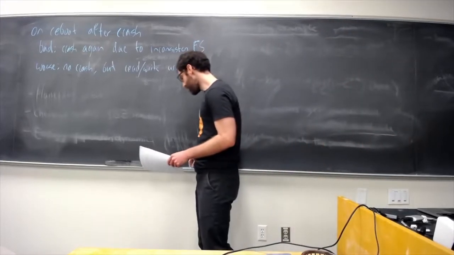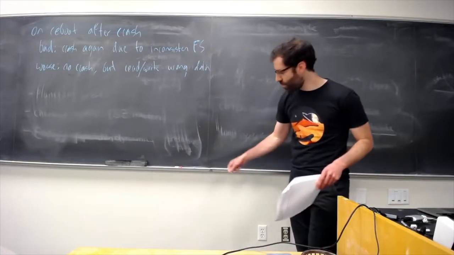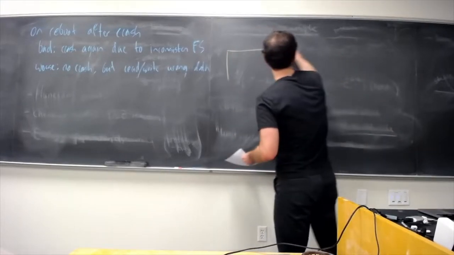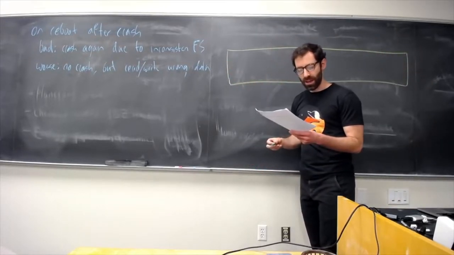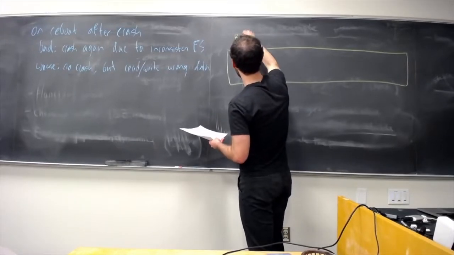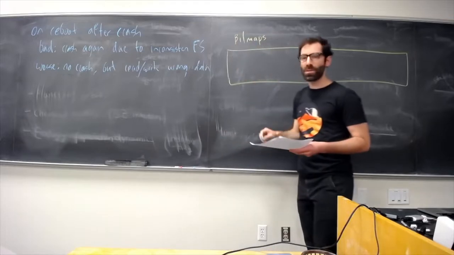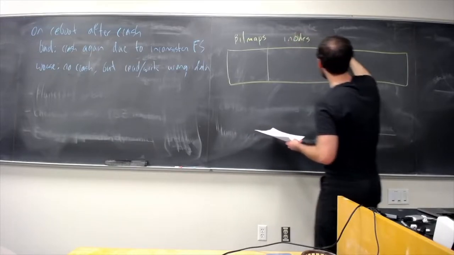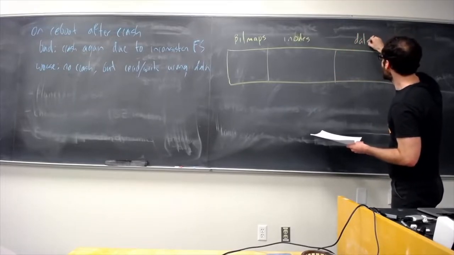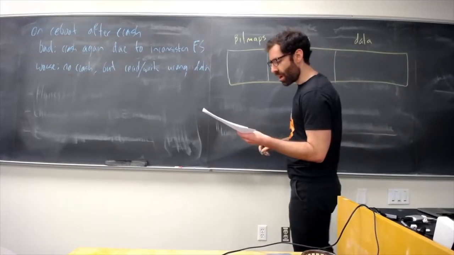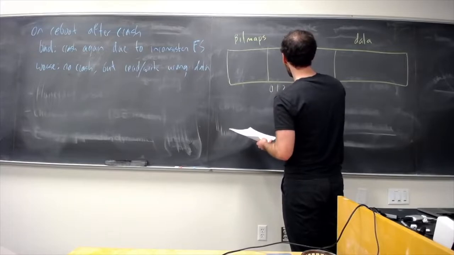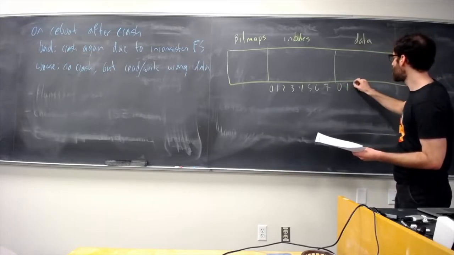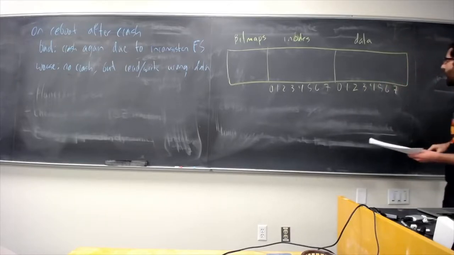All right, so let's put this in terms of a concrete example. So we're going to consider a very small file system. This file system is going to have some bitmaps. It's going to have inodes. And it's going to have data. And we just have eight inodes and eight data blocks.